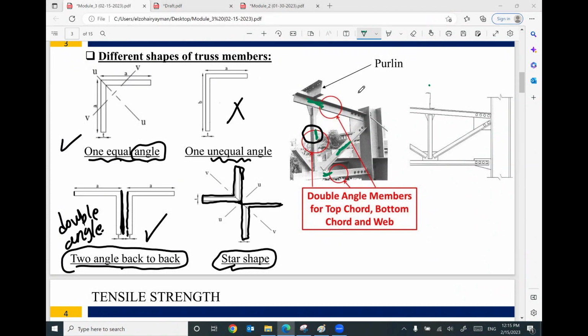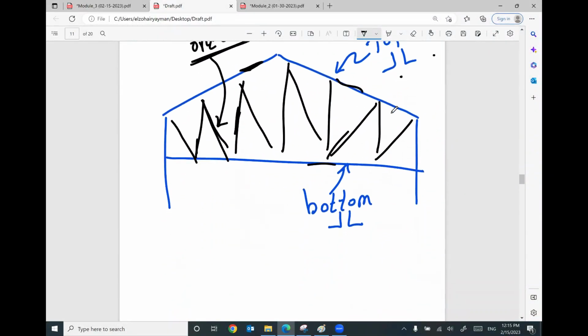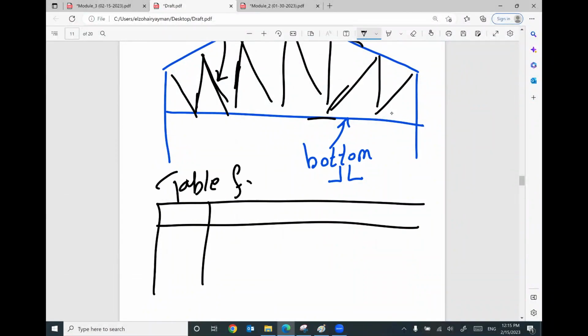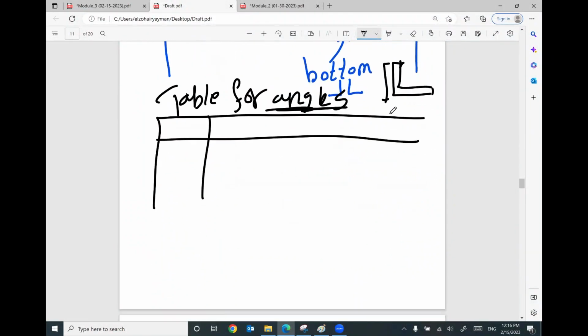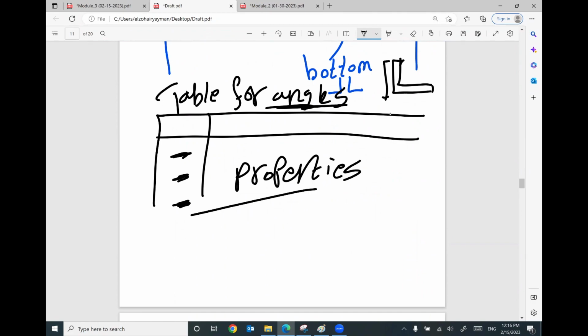Okay. Keep in your mind also, we covered this at the first meeting in this course. We have tables for angles. It's not your choice to select any dimensions. No. We will open our table to select the name of your angle and what are the properties and dimensions of this angle. Based on what, we will cover this today.